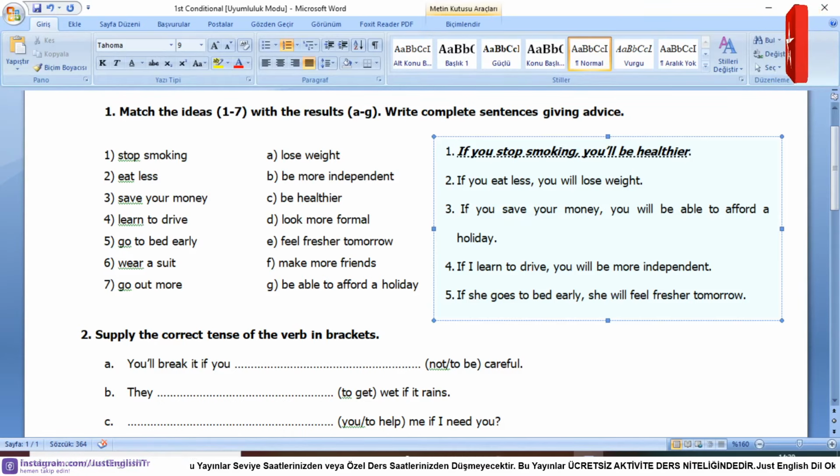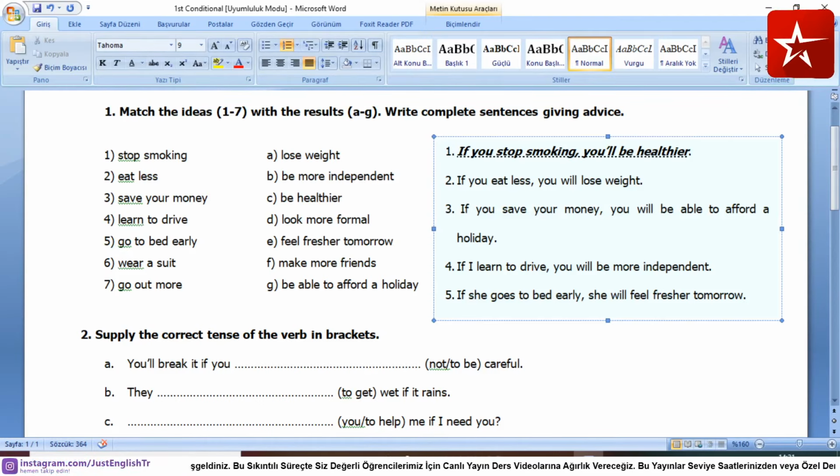Yes, wear a suit. If you wear a suit, okay, it means it's a formal cloth. If you wear a suit, you will look more formal. Yes, that's good. If you wear a suit, you will look, D is the correct answer. You will look more formal.